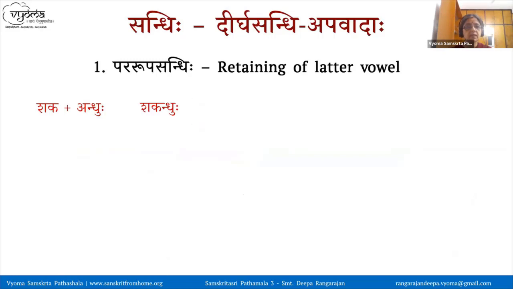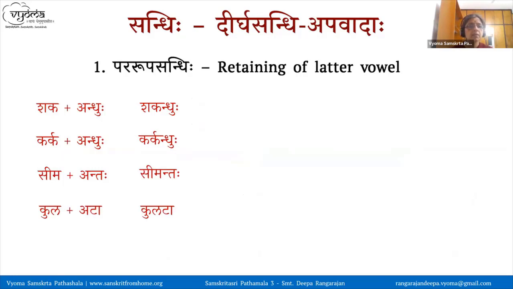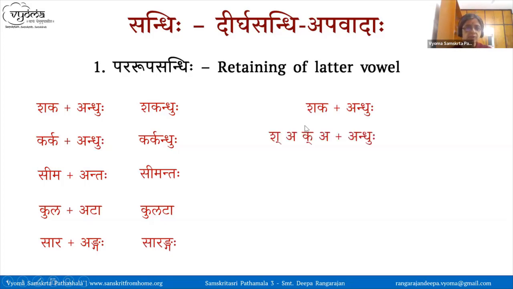Which means you have retained the latter letter. Shaka has an Akara at the end, and Andhu has an Akara in the beginning. What do we do? We retain only the Akara which is in the beginning of the second word and say Shakandhu. If you ask, why can't we keep the Akara of the first word? Then it will fit for these particular words like Shakandhu, Karkandhu, Simanta, Kulata, Saranga. But there are other words in this group. As I said, Shakandhvadi Gana has many words.